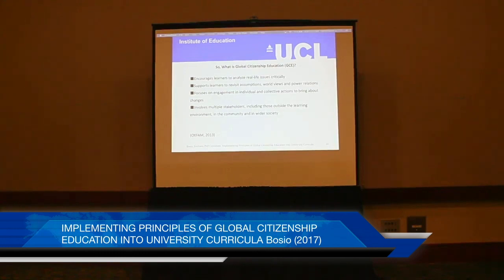So what is Global Citizenship Education, GCE? First point, according to Oxfam, it encourages learners to analyze real-life issues critically. Second, it supports learners to revisit assumptions, worldviews, and power relations, as I was mentioning before. Third, it focuses on engagement in individual and collective actions to bring about change. And finally, obviously, the concept of community that we've seen this morning involves multiple stakeholders, including those outside the learning environment, in the community, and the wider society.